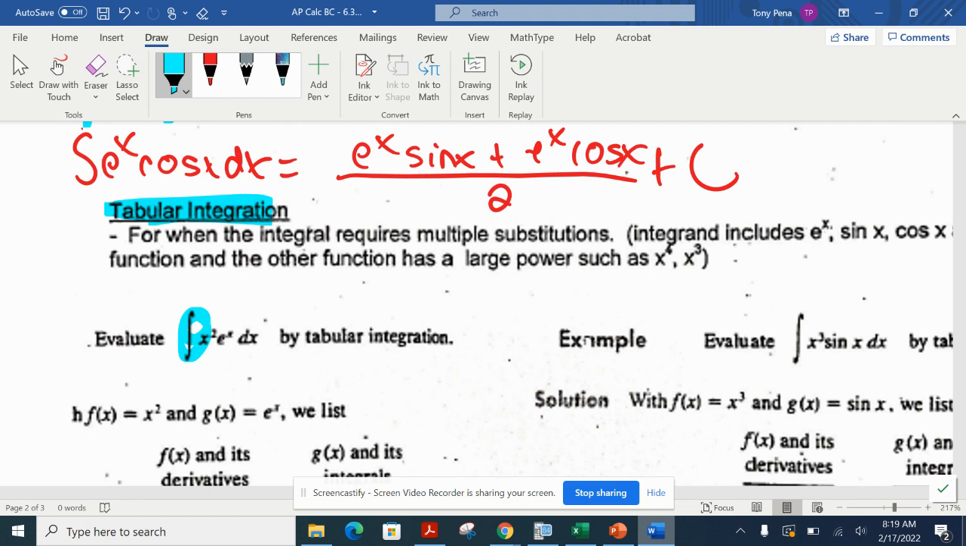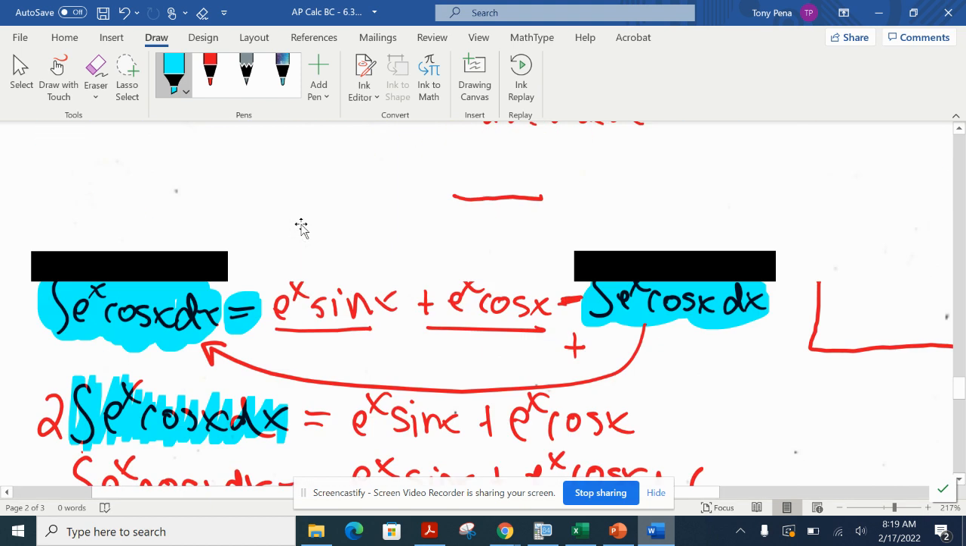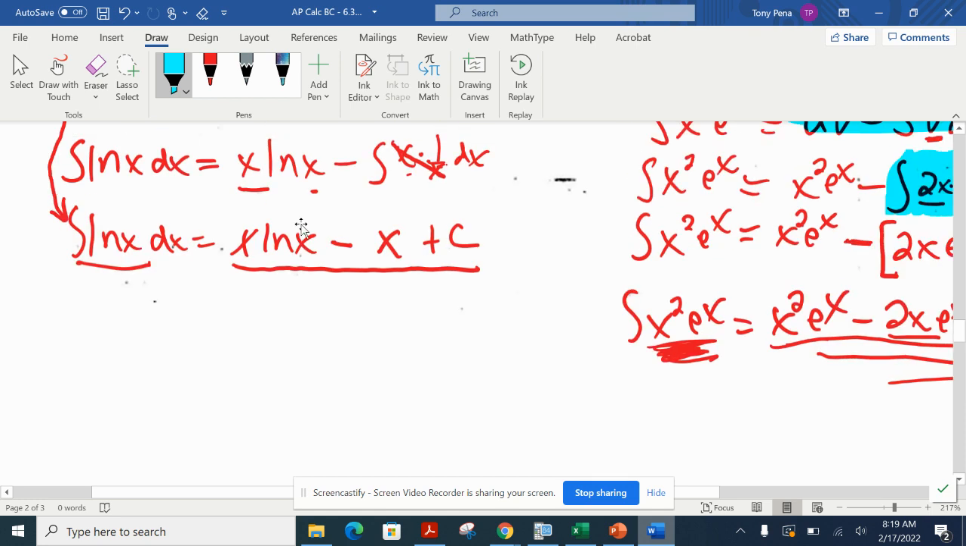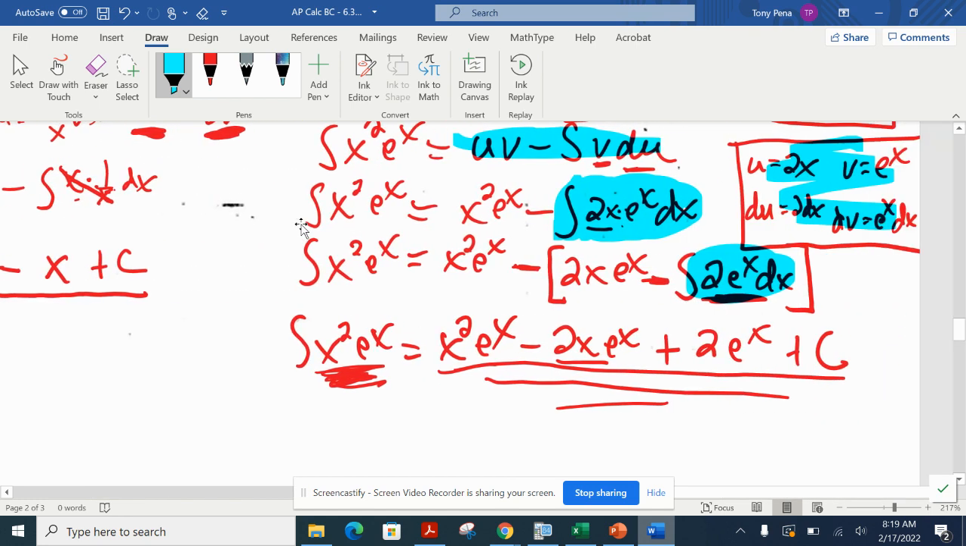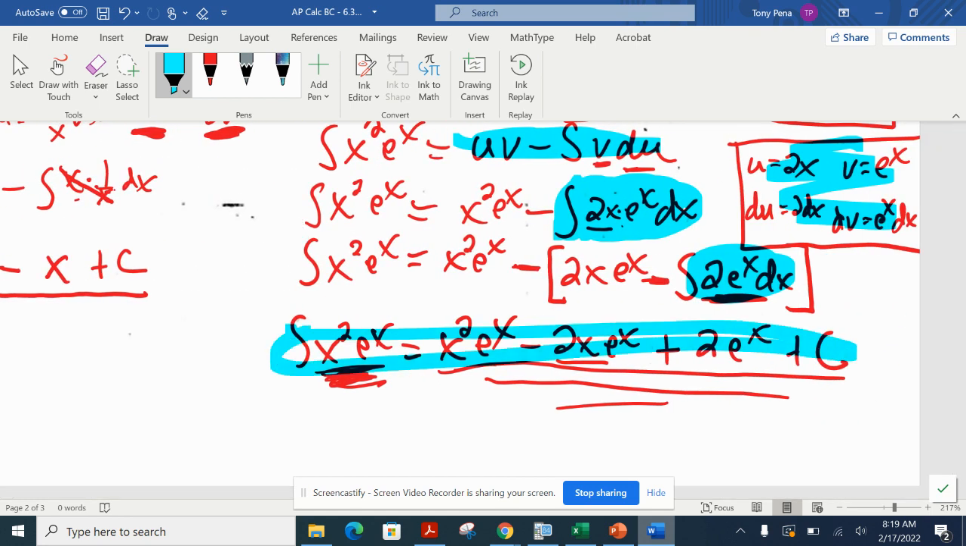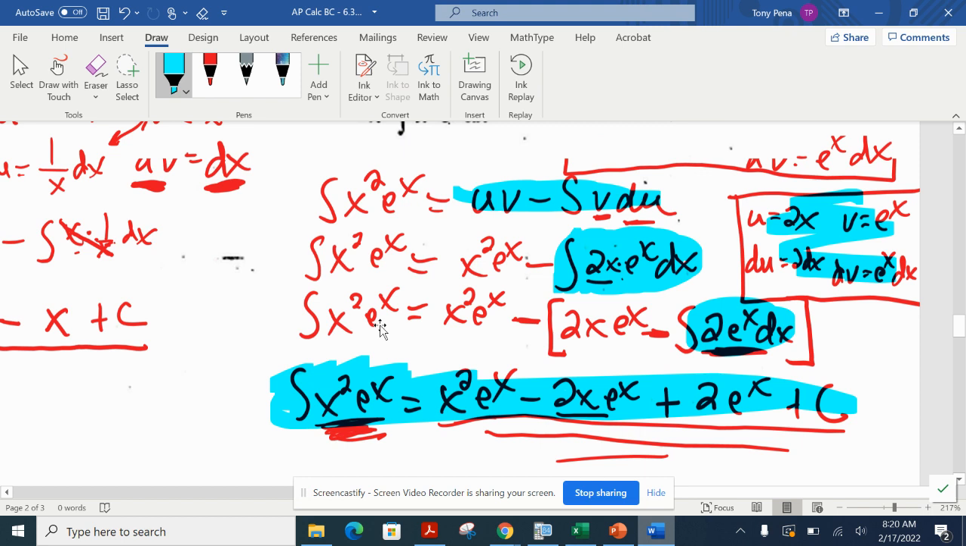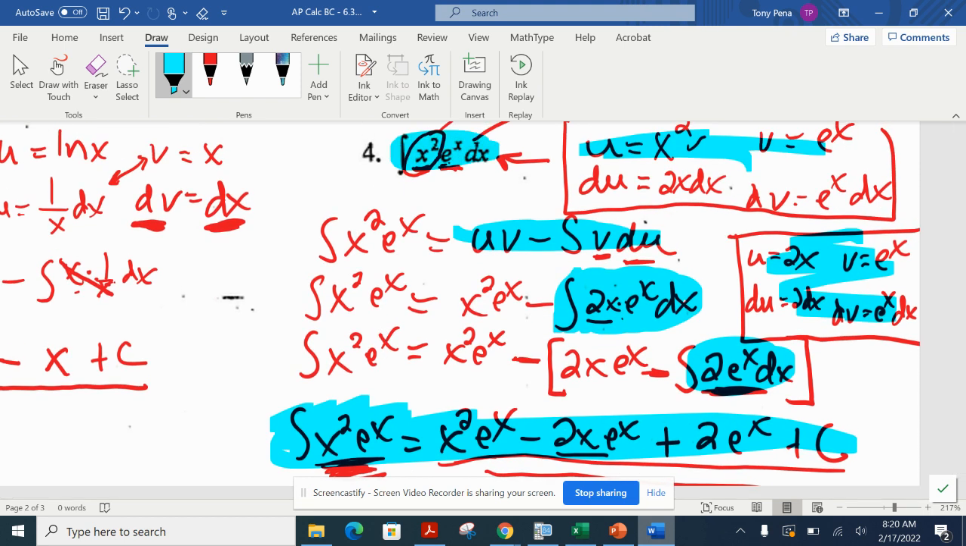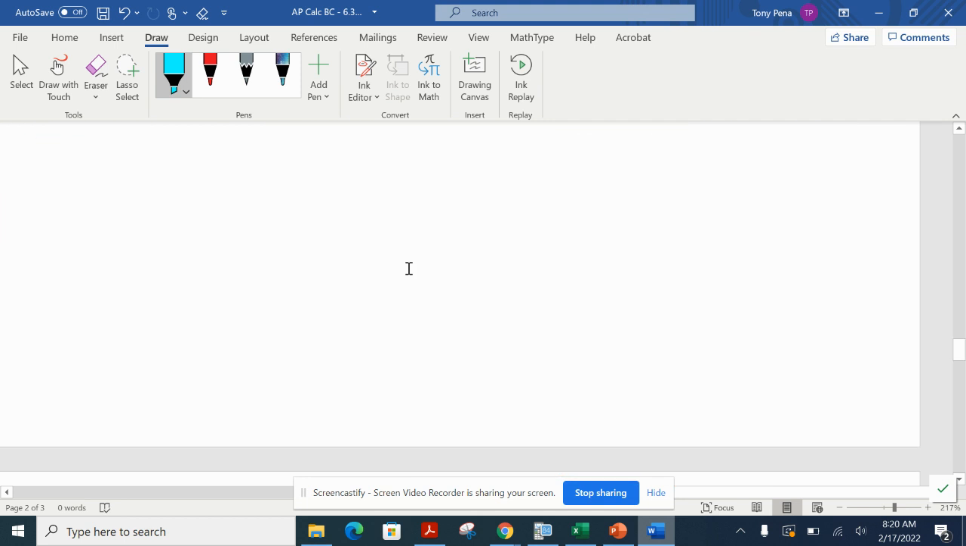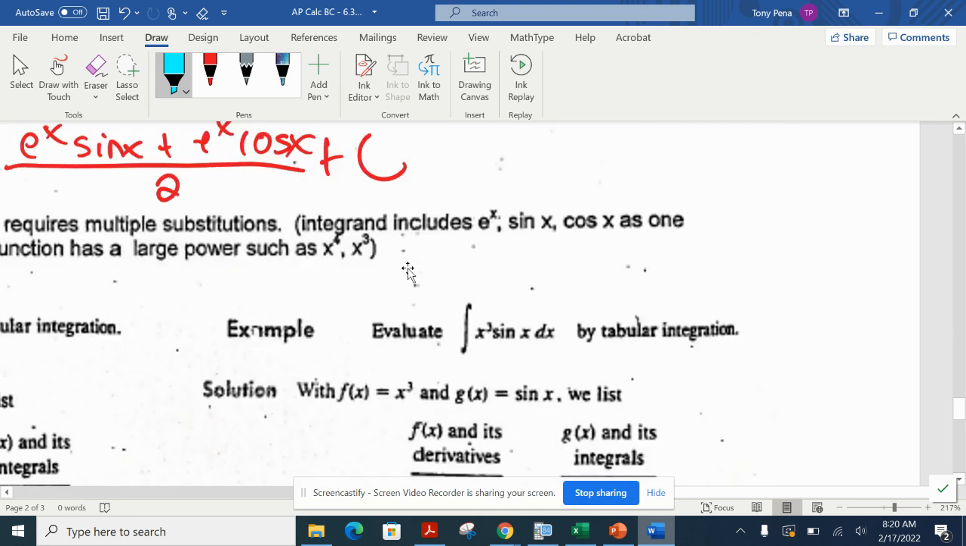So we did this problem already, right? So this antiderivative of x squared e to the x, this was problem number 4. This was our answer. So kind of keep that in mind, because tabular integration is an alternative. It's like a shortcut almost for integration by parts. So same exact problem. Here's what we got. So here's what tabular integration is.